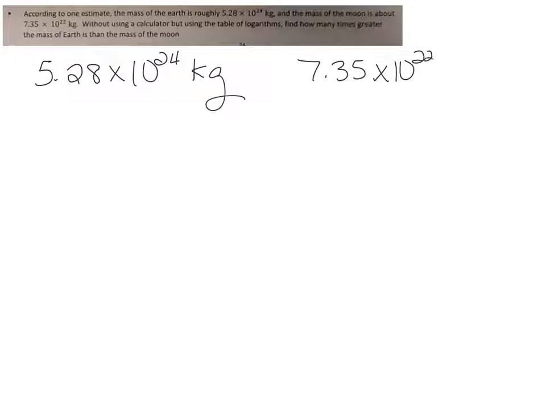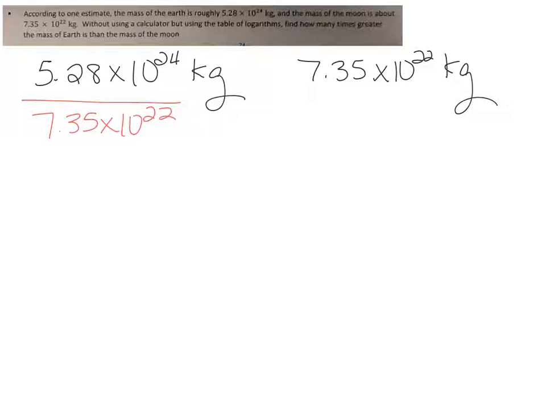According to one estimate, the mass of the Earth is roughly 5.28 times 10 to the 24th kilograms. Who knows what amazingly smart scientist figured that out. And the mass of the moon is about 7.35 times 10 to the 22nd kilograms. Without using a calculator but using the table of logarithms, find how many times greater the mass of the Earth is than the mass of the moon. So really what we're doing is taking the mass of the Earth and dividing by the mass of the moon.